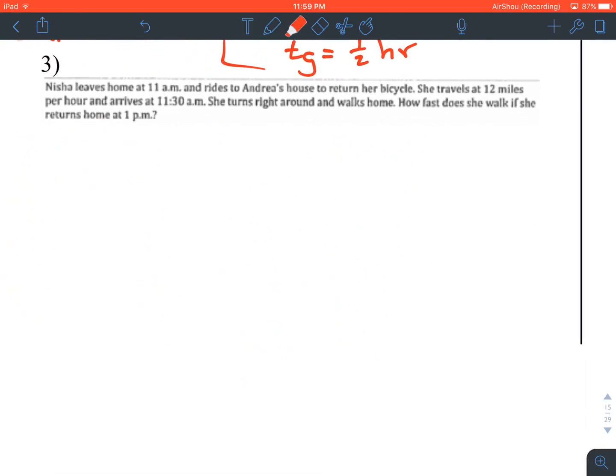Nisha, beautiful name for a boy or a girl, leaves home at 11 a.m. and rides to Andrea's house to return her bicycle. She travels at 12 miles per hour and arrives at 11:30.